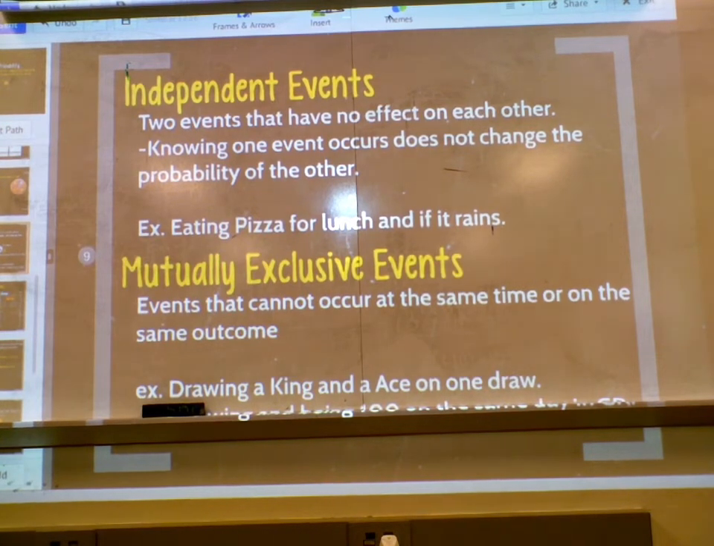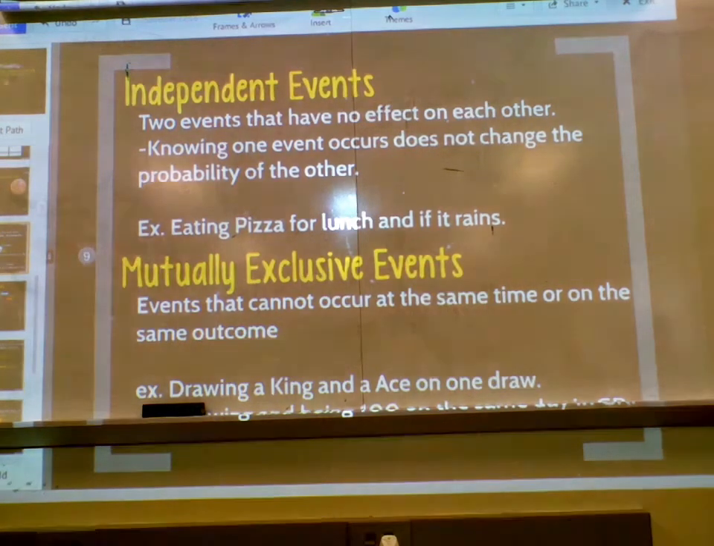If there's a high probability of snow today, then it raises the probability that you're going to drink hot chocolate. Just like when it's summertime, there's a high probability of going swimming. Summertime and swimming, or summertime and ice cream, or summertime and popsicles. So weather does affect what you consume.